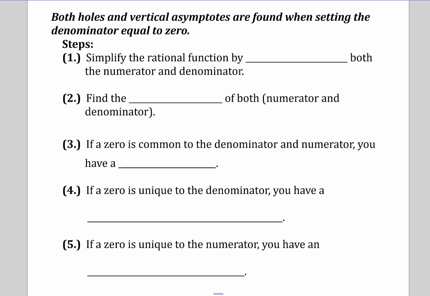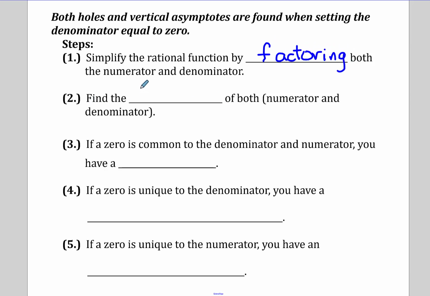So we know that both holes and vertical asymptotes are found when we set the denominator equal to 0. And one of the things we want to learn in this lesson is a procedure for what to do first, second, third when you're trying to solve, simplify, or graph. So you want to simplify a rational function by factoring the numerator and the denominator. We want to try that first always.